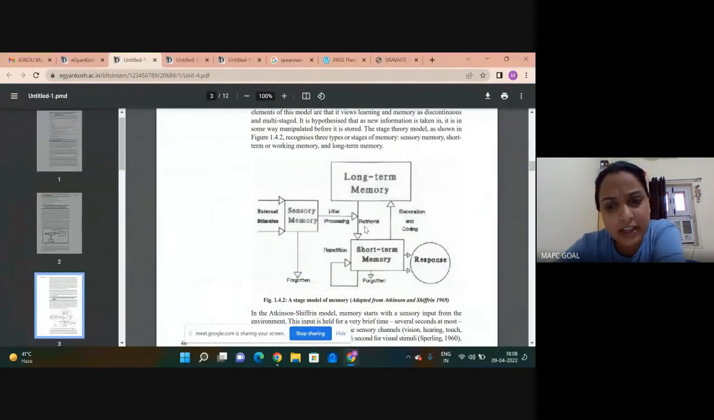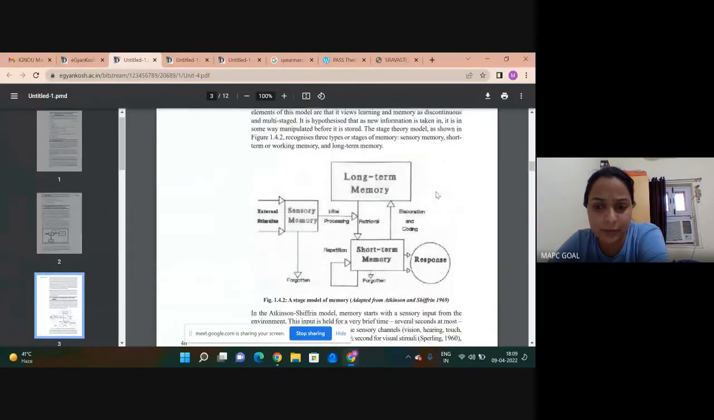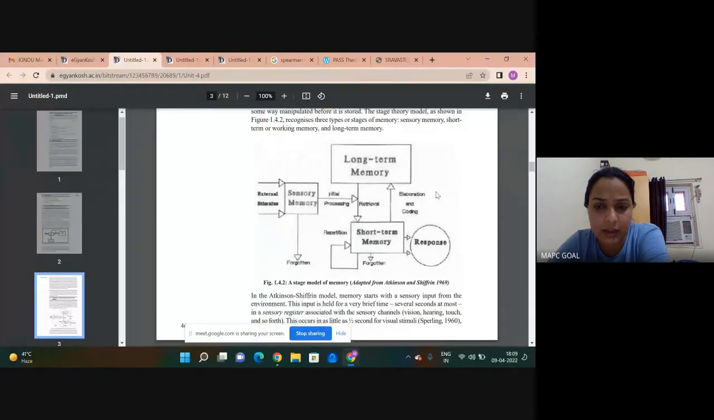So the Atkinson and Shiffrin model, didn't I explain it in the previous class? I recall talking about this. Anyways, again, it's a very simple model. To send any information into short-term memory, you need a stimulus. External information or an external stimulus is required, and it is processed by the sensory memory, which after a little processing, either you send it to long-term memory, or you forget, right?